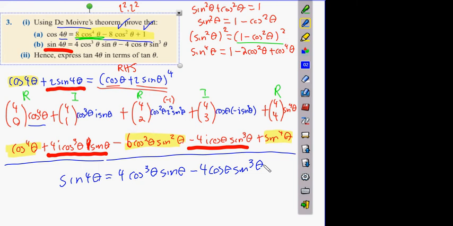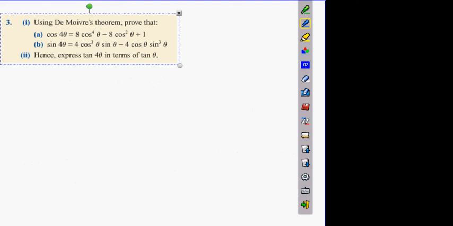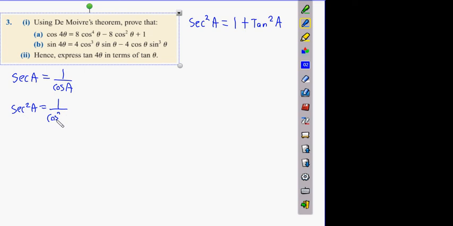Now, there's something that you need to know in part 2 before you begin. Part 2 will involve this equation here. Now, let me show you. There's an equation called secant squared theta. Secant squared A equals 1 plus tan squared A. Now, this all comes from, what is secant A, right? So secant A is 1 over cos A. Therefore, secant squared A is 1 over cos squared A.